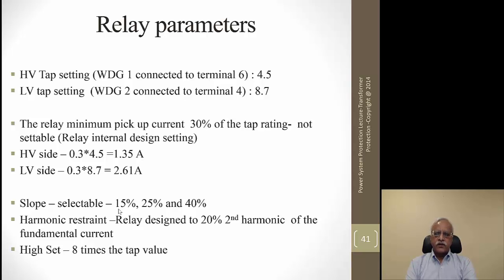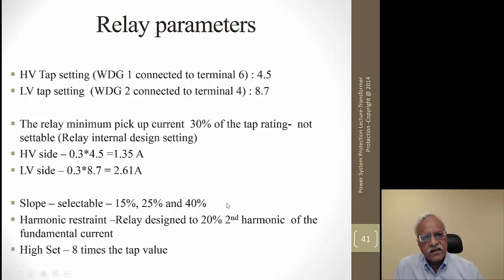Again, you have to make sure that the relay uses the minimum of the two currents for slope setting. If it is zero, it is not using that, but it is looking at the current coming into the relay and current going out of the relay. BDD uses the minimum of the two currents as the restraining current. And then that restraining current multiplied by this percentage is the minimum operating current. It could be 15, 25, or 40.